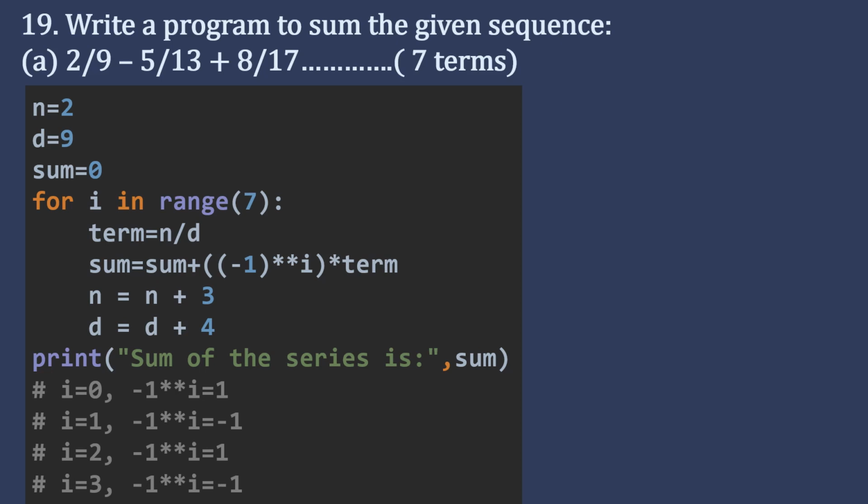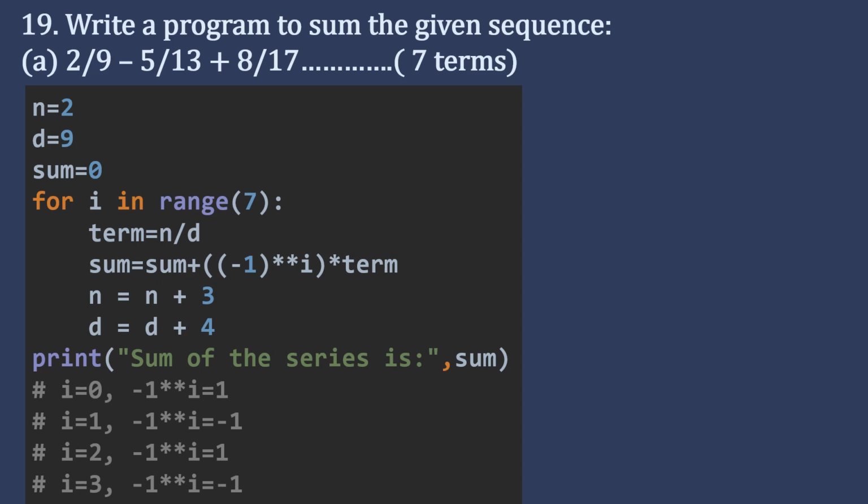So in the first case where your I value is 0, minus 1 to the power I, that is minus 1 to the power 0, is plus 1, multiplied by term. So term is n by d, and n and d have the value 2 by 9. So the first number of the series is 2 by 9. Now for the second number, n will be increased by 3 and d will be increased by 4. So your second term n by d is 5 by 13.